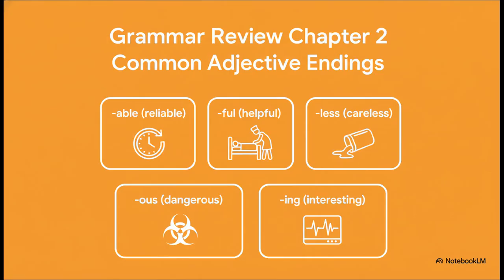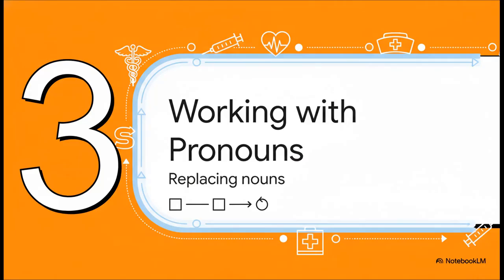Here are some of the most common endings you're going to see. Listen closely. There's able, like in reliable. There's full, like helpful. We also have less, as in careless. Ous, like in the word dangerous, and ing, as in interesting. Why don't you try saying those out loud to practice? Perfect. Let's move on to pronouns.